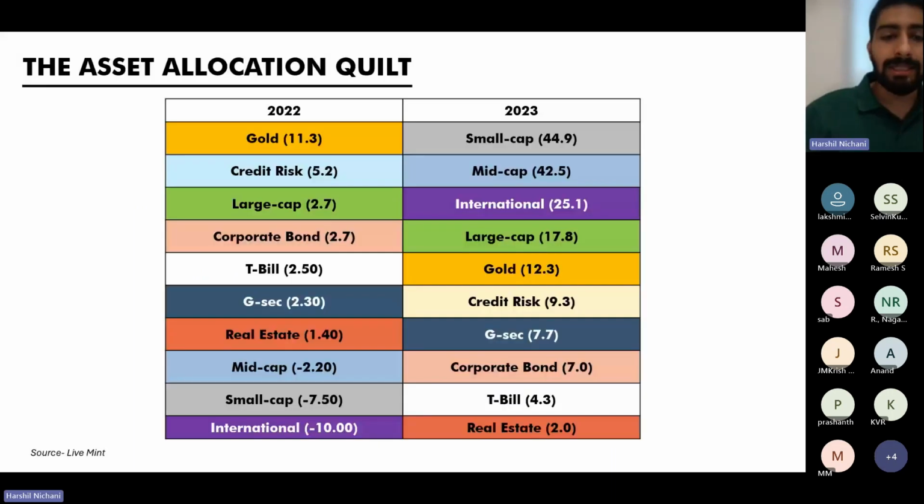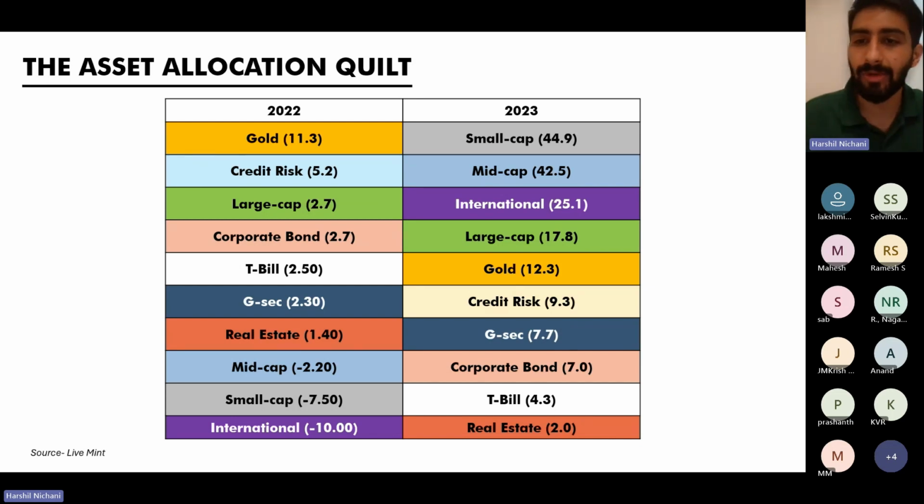Now, these are the returns in the last 2 years based on best performance. Small cap last year was the best, 45 odd percent, mid cap 40 odd percent, international, that is your global, had done well. These are all US oriented investments.